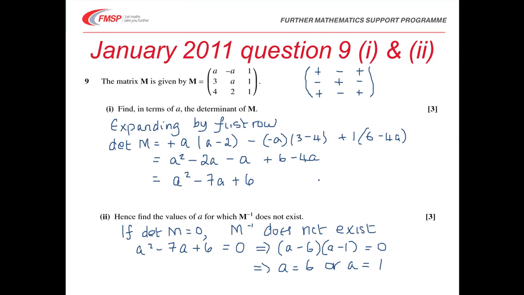And then in part 2 you're getting a method mark for mentioning the fact that the determinant is equal to 0 is the condition for the inverse not to exist, and then you're getting two accuracy marks, one for each of the values of a.